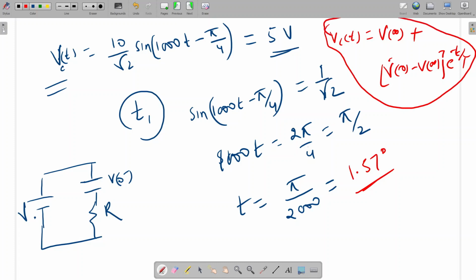Sir, please, I understand the equation, sir. What is the doubt? I just want to put the values in the equation and get to this 10 by root 2 sine 1000 t minus 5. See, so for this, sir.